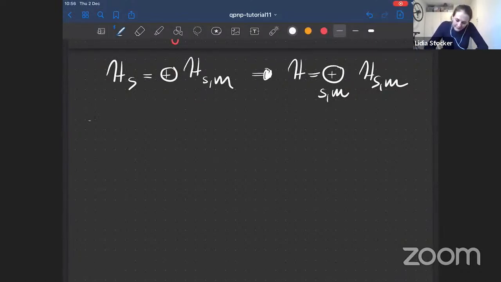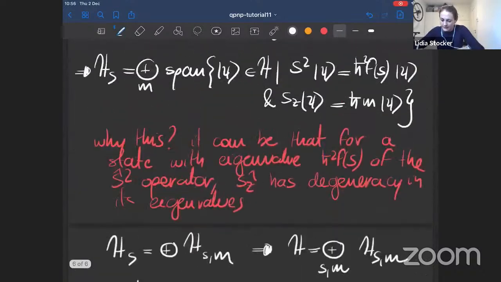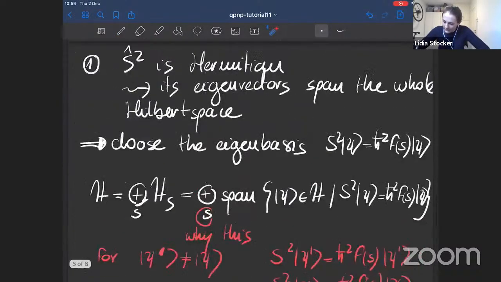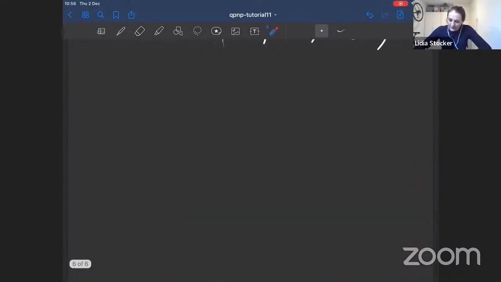So for simplicity, f of s is equal to s times s plus 1. We insert this in each of these parts here and here and so on. Now, why is this important?